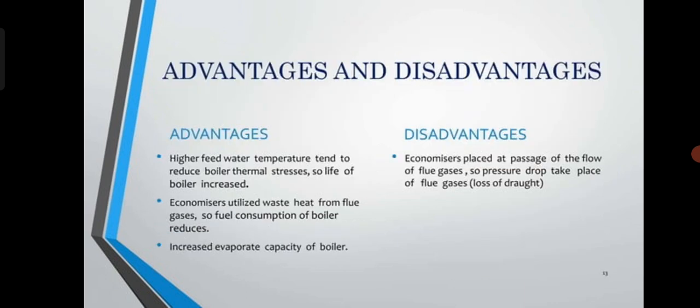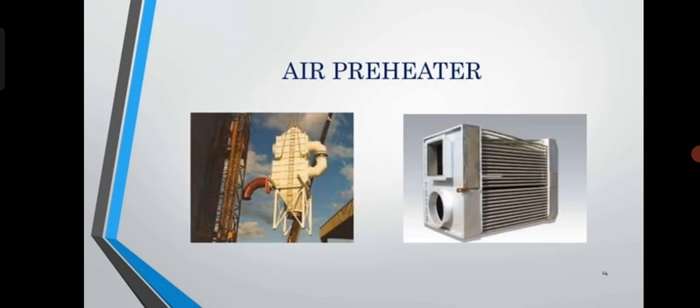There are advantages and disadvantages. Higher feed water temperatures tend to reduce boiler thermal stresses, so the life of the boiler increases. Economizers utilize waste heat from the flue gases, so fuel consumption of a boiler reduces, increasing the operating capacity of boilers. The disadvantage is that economizers occupy space in the passage of flue gases, so pressure drop takes place in the flue gases, with loss of draft.